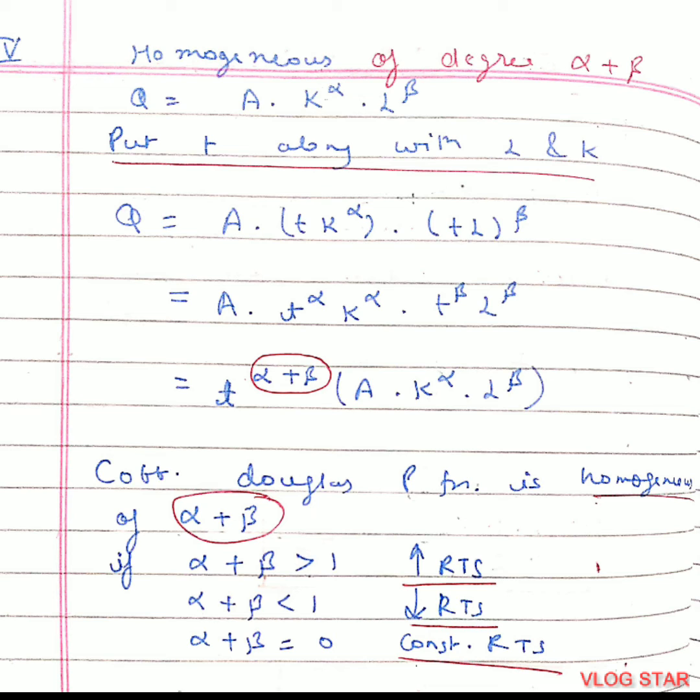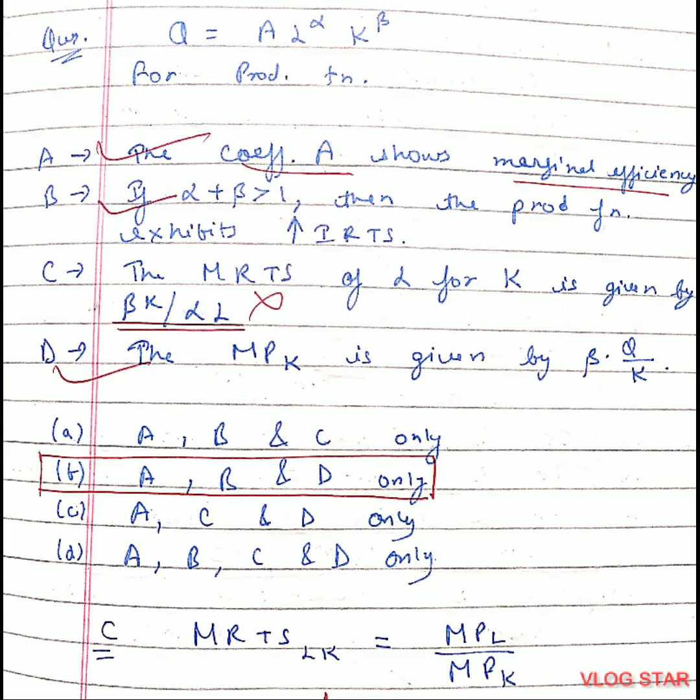If alpha plus beta is less than 1, it is decreasing returns to scale. If alpha plus beta is equal to 1, it is constant returns to scale. Now let's come to the questions which were asked in the previous years.